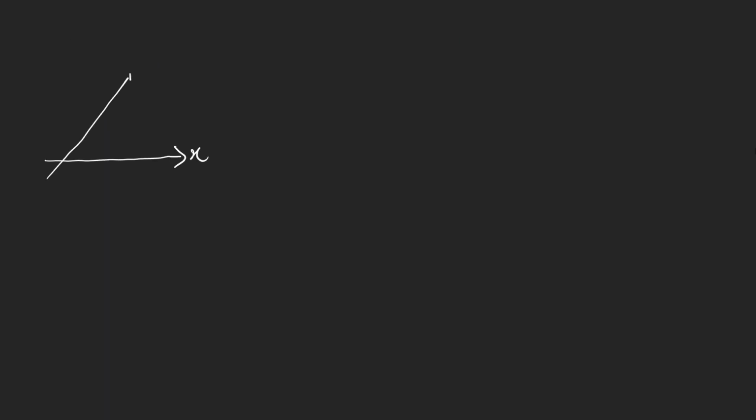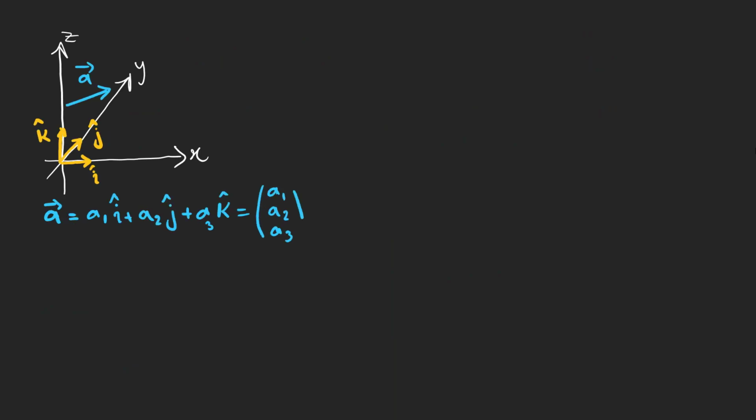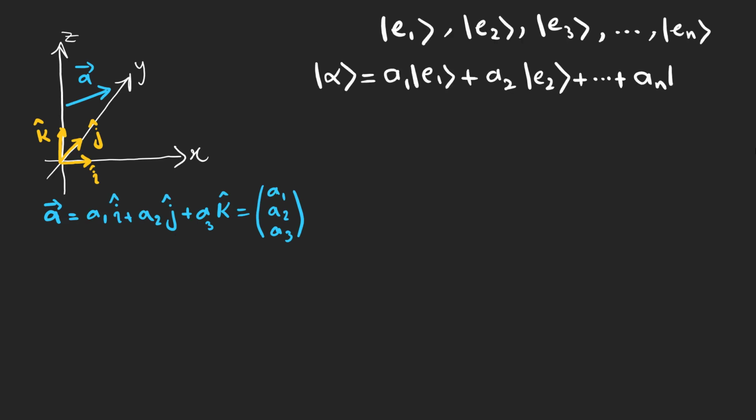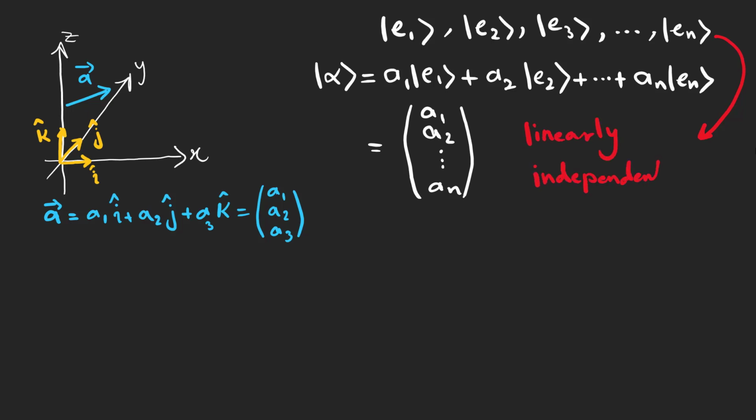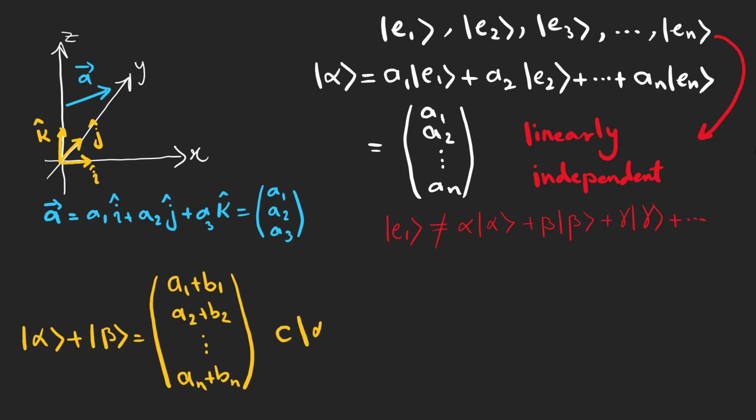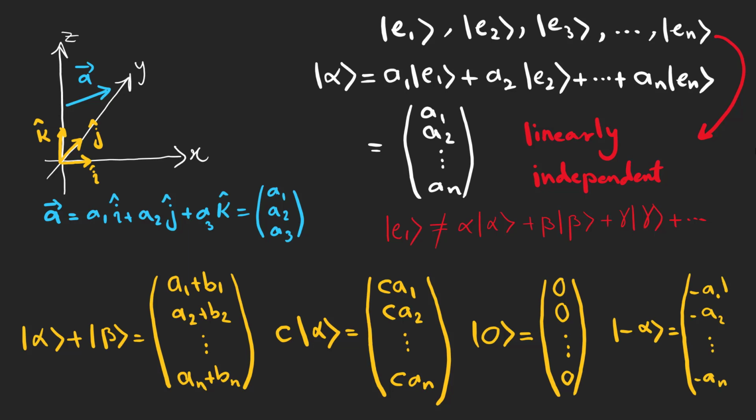In three-dimensional space, we can write a vector as a linear combination of basis vectors i, j, and k, and the components a1, a2, and a3. Similarly, for any vector space, we have a set of basis vectors, and every vector alpha can be written as a linear combination of these basis vectors. These basis vectors are linearly independent, meaning that we can't write them as a linear combination of other vectors. It's very useful to write vectors in the component form, but we should consider that, in this case, we limit ourselves to just a particular basis.